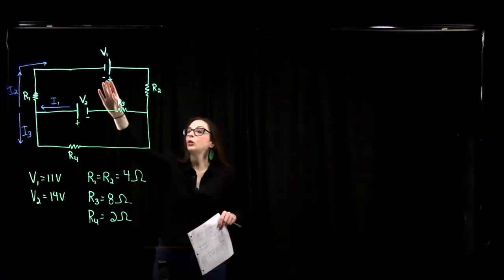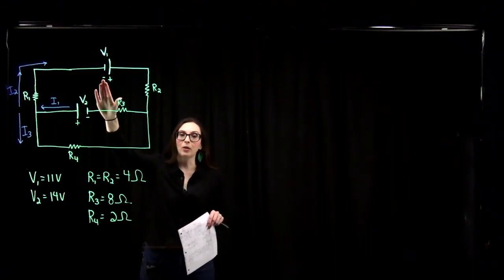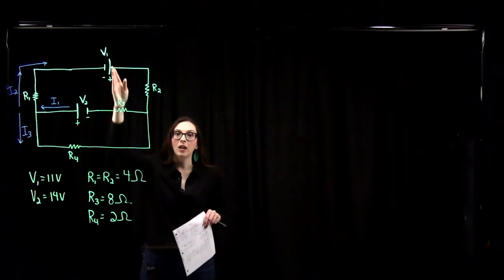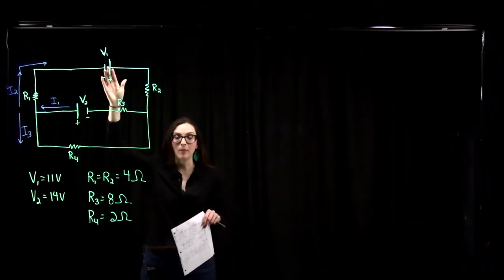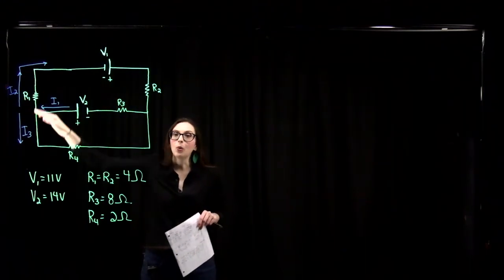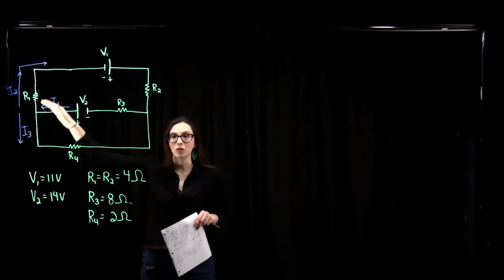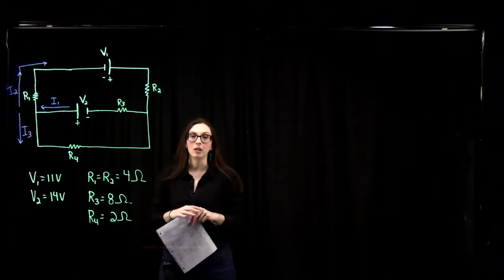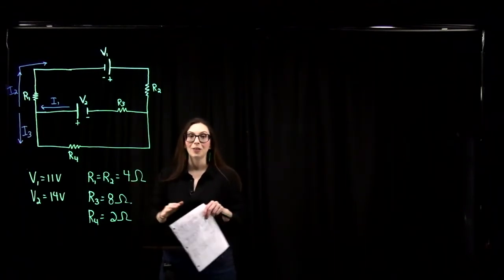We've got two batteries. Here's one of my batteries, V1. Here's my other battery, V2. The longer plate in my diagram of the battery represents the positive terminal. And then I've got 4 resistors arranged around here. We have 3 branches of the circuit for our current to flow through.